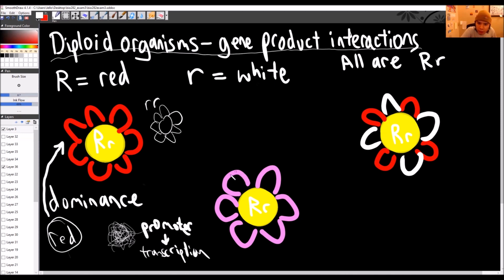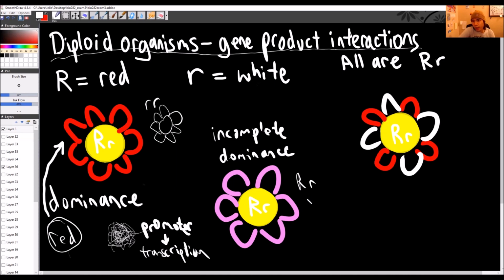In this case over here, we have pink, and we know that pink is a blend between red and white. So this is an example of incomplete dominance. We can see that neither one is able to distinctly show the phenotype associated with it. So we still have the genotype big R, little r.